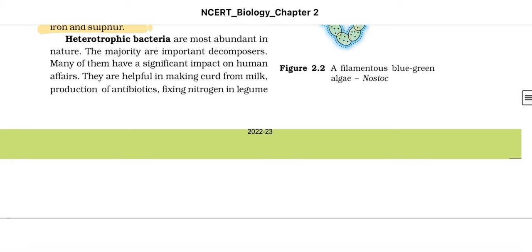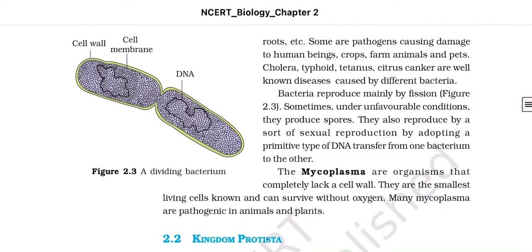Heterotrophic bacteria are most abundant in nature. The majority are important decomposers. Many of them have a significant impact on human affairs. They are helpful in making curd from milk, production of antibiotics, fixing nitrogen in legume roots, etc. Some are pathogens causing damage to human beings, crops, farm animals, and pets. Cholera, typhoid, tetanus, citrus canker are well known diseases caused by different bacteria.